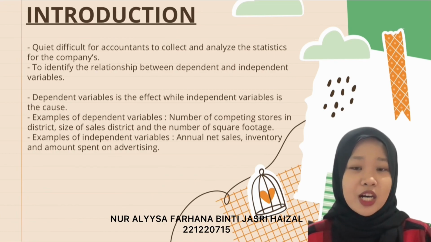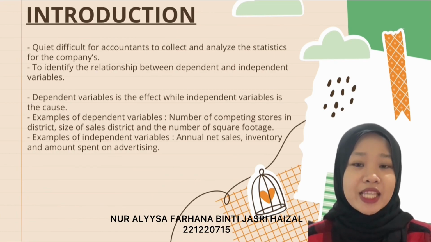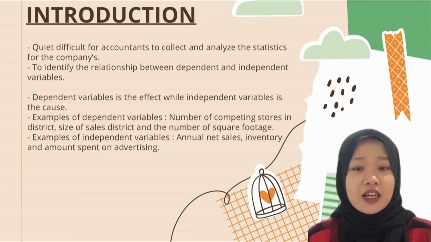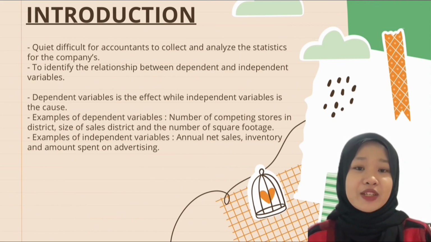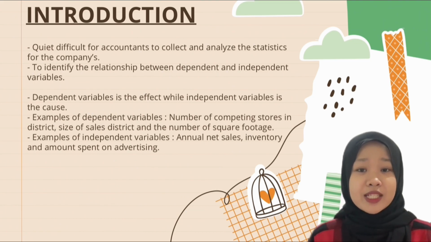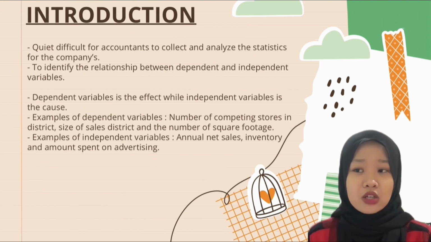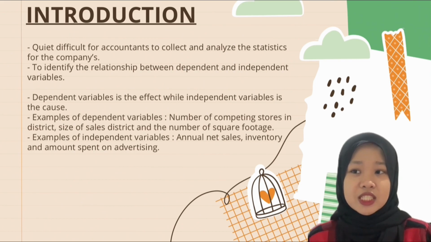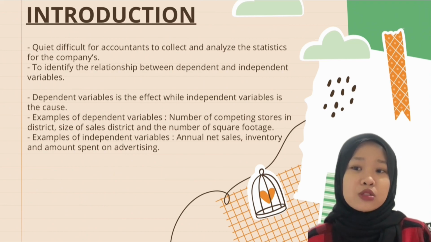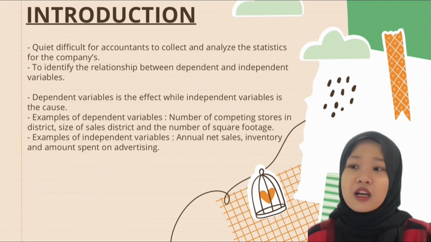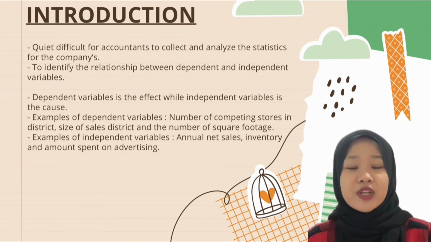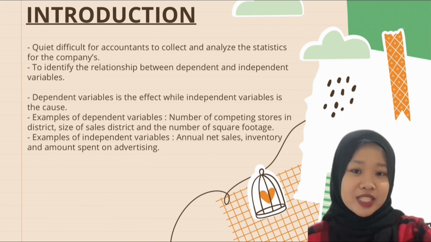Data is about how the movement of market affects each of all green franchise. As we all know, dependent variables is the effect while independent variables is the cause. Examples of dependent variables is number of competing stores in district, size of sales district, and also the number of square footage. Examples of independent variables is annual net sales, inventory, and amount spent on advertising.